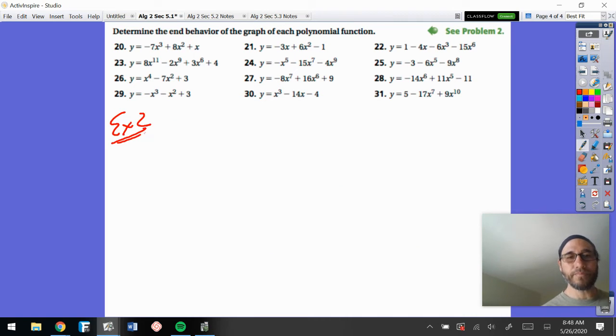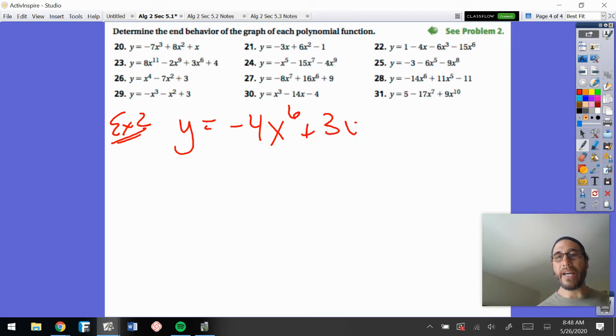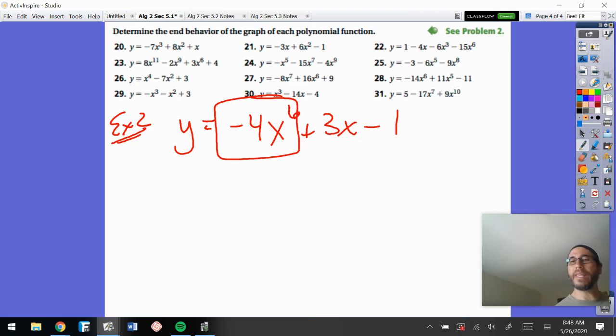Example 2. All right, let's go with y equals negative 4x to the 6th plus 3x minus 1. All right, well, what do we do here? Well, first off, that's a 6th degree trinomial. We look at this when we ask about end behaviors and turning points. That's an even exponent. Since it's an even exponent, they both go up or they both go down.